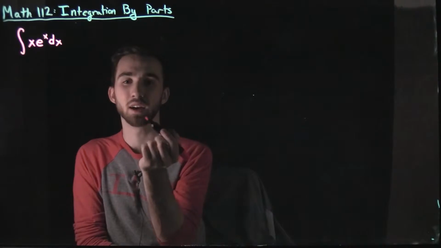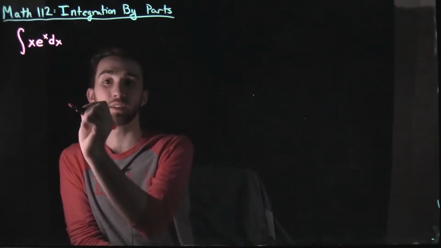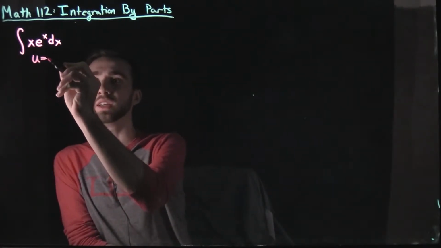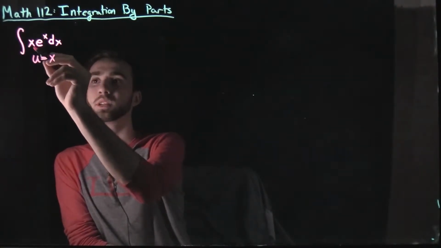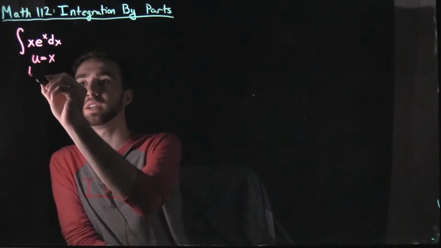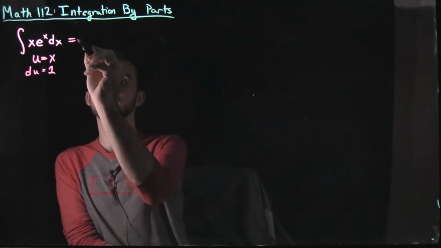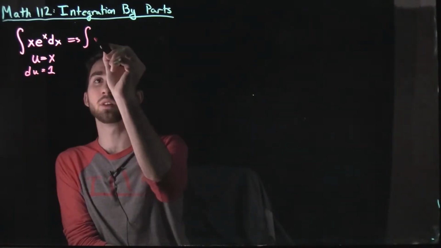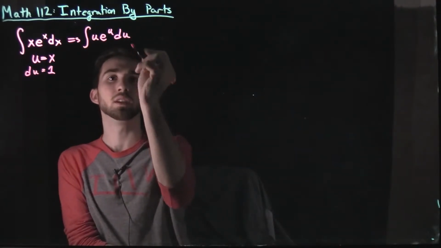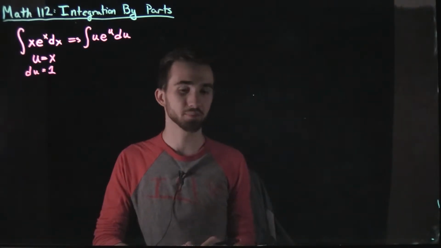So far, you've only learned u substitution as a technique for integrals. So let's see if we can solve this with a u sub. So let's say u is equal to x, because we have this x here. That might make sense. Our du is then equal to 1, which means our integral then becomes the integral of u, because it's x, e to the u du. Well, that's a problem because we just ended up back where we started.